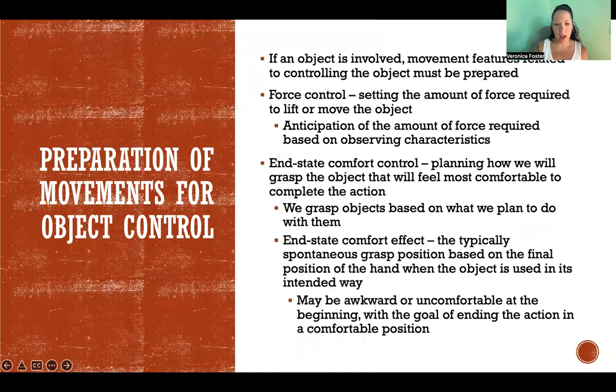Preparation of movements for object control. If there's an object involved, like let's say my coffee mug, movement features related to controlling the object must also be prepared. That means there will be more action preparation required for a movement that involves an object compared to the same movement without an object. One thing we have to control is force: setting the amount of force required to lift or move the object. So we estimate how much force will be required.